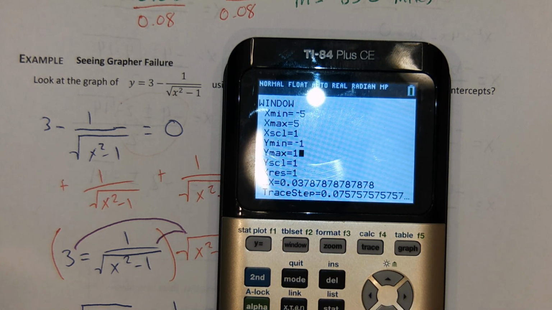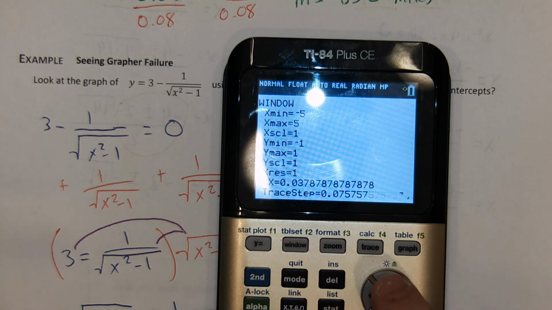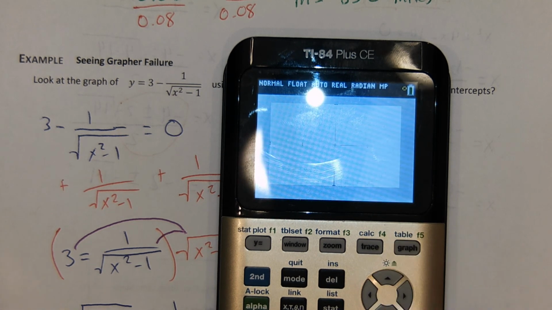Say -1 to +1 and hit graph. Bet money we see it cross now. Eventually. Must be kidding me. It still didn't work. Okay, maybe the x-axis needs to be shrunk too. How about -2 to +2? Stop making me a liar, calculator. See, I'm smart. There you guys.